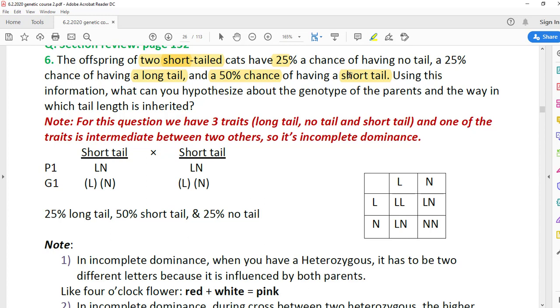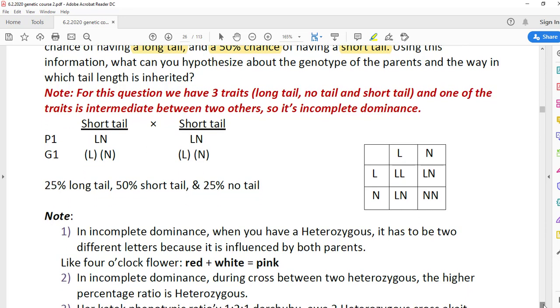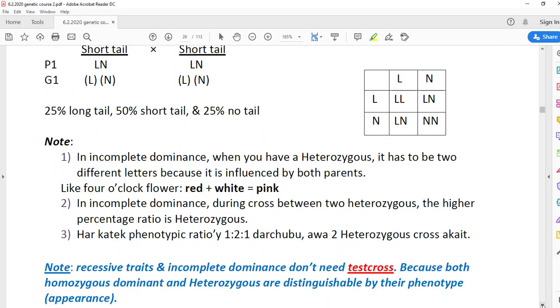How can you know that the tail length in cat is incomplete? Because we have 3 traits for each characteristic: no tail, short tail and long tail. So two heterozygous crossed with each other produce 1:2:1 ratio.